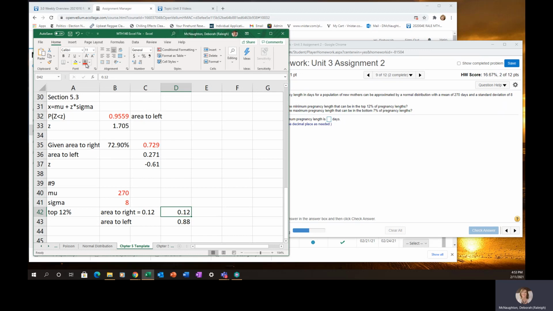I put in this number, and this one calculated. So the x value that corresponds to the 88th percentile, or the top 12%, is going to be equals norm. Instead of using the standard normal, I'm going to use norm.inv. Then I put in my probability, comma, my mean, comma, my standard deviation.